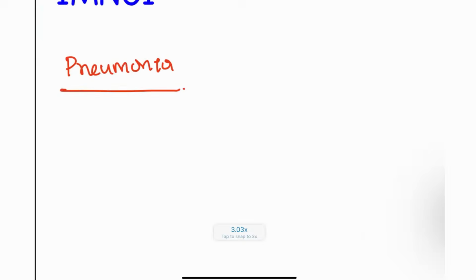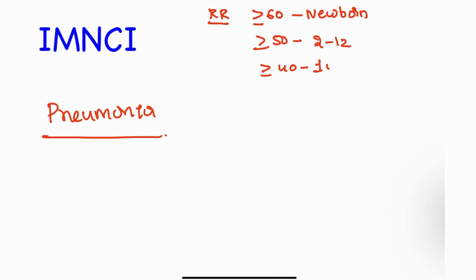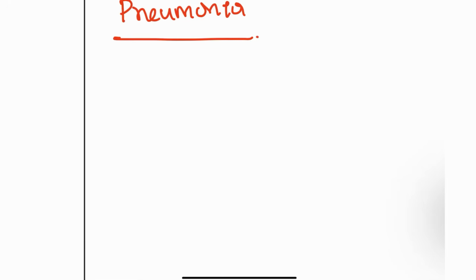So first, before you learn about pneumonia, you have to know the respiratory rate, what is normal. In newborns, if it is more than 60, that is likely to be tachypnea. And for those who are 2 to 12 months, if it is more than 50, this is also tachypnea. And for 1 year to 5 years, more than 40 is the tachypnea rate. So next, coming to the criteria. The green color one is always going to be normal.